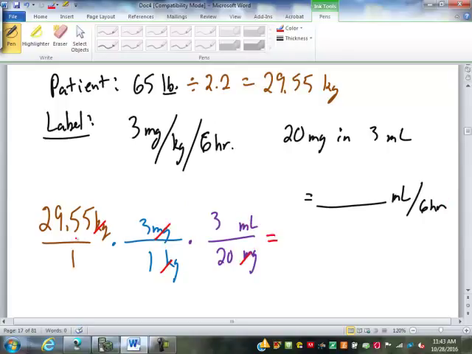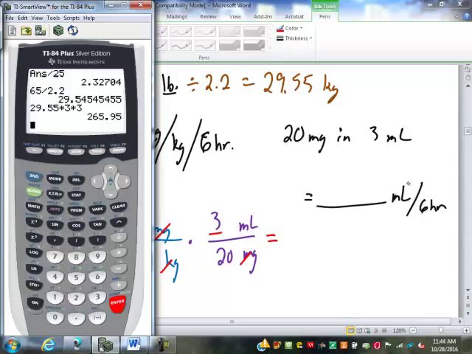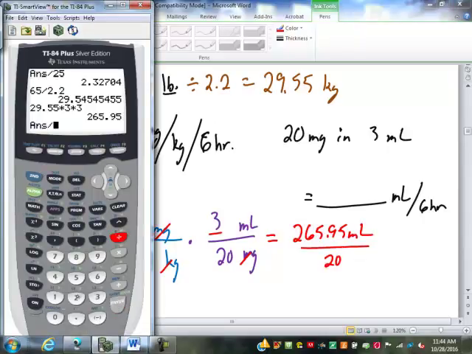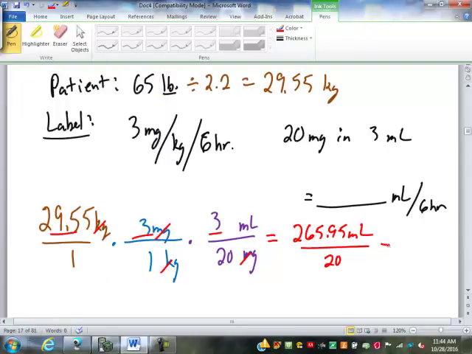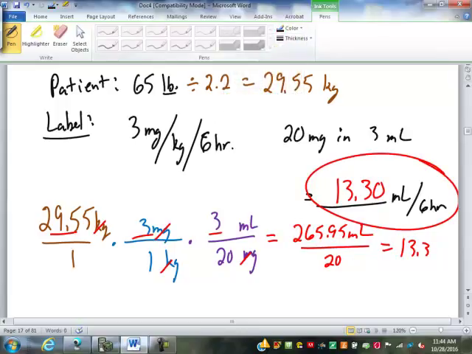So now on top we've got 29.55 times 3 milliliters, which gives us 265.95 milliliters over 1 times 1 times 20 is 20. So divide that by 20. This is 13.3 actually, milliliters per 6 hours. How many of you had that? Good.